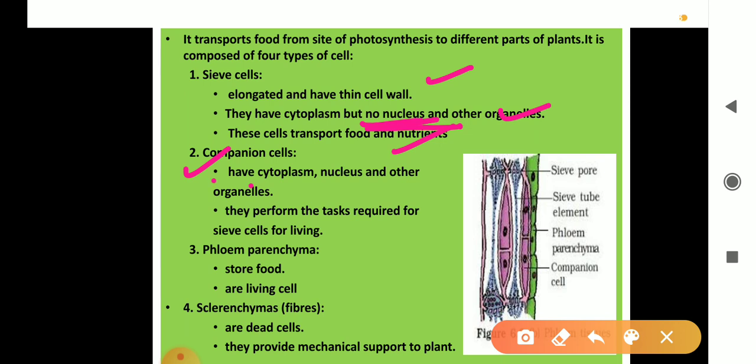Companion cells have cytoplasm, nucleus, and other organelles. They perform the tasks required for the sieve tube cell. Now these are living cells, and this is also living, and this is also living, and phloem parenchyma are always living. They store food. Sclerenchyma are the only dead cells. They provide mechanical strength.